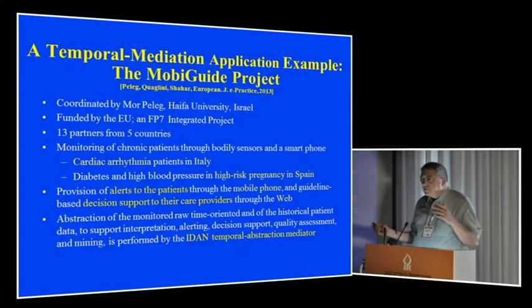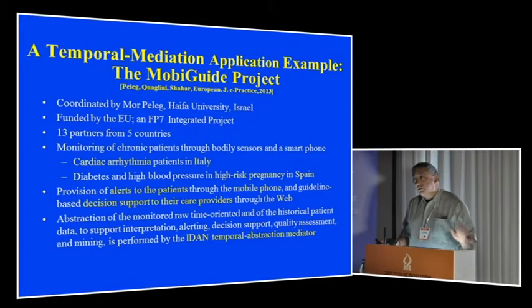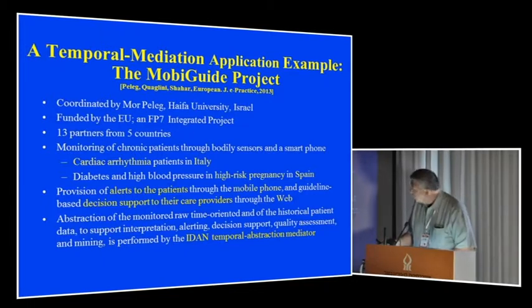Okay, so one example, just to mention briefly, in which this architecture is currently being used is an all-European project called MobiGuide, in which Ben-Gurion is the senior academic partner, and the coordinator is Professor Mor Peleg of Haifa University, in which 13 partners from 5 countries are participating, and we monitor chronic patients throughout Europe. We do that through sensors on the patient's body and mobile phones, which broadcast the sensor data back to our servers where it is analyzed, and recommendations are sent back to the patients through their mobile phone and to the providers through the web, and the data are also used for analysis. That's called the MobiGuide project, and all of the analysis is done by intelligent temporal mediation.